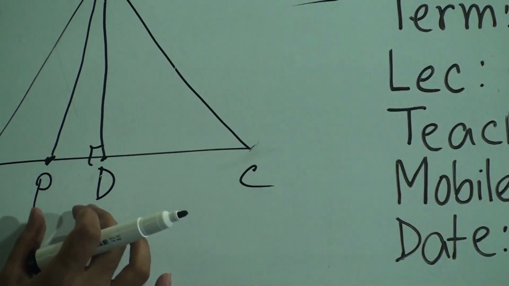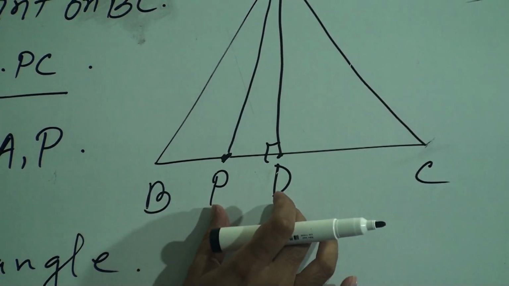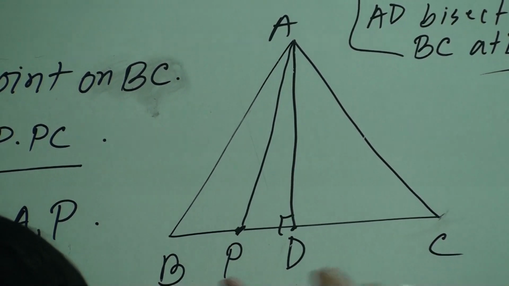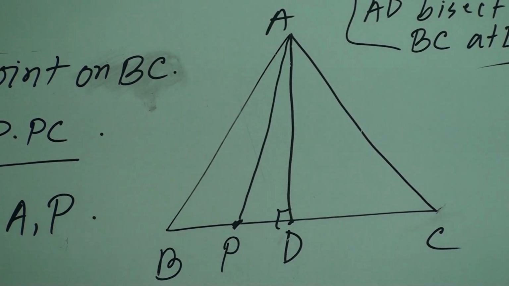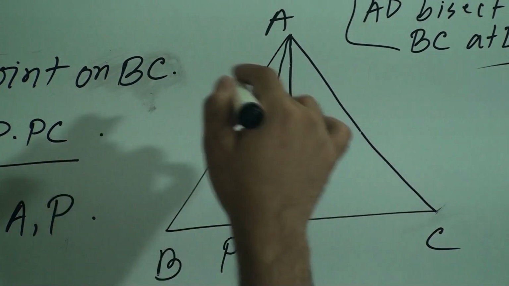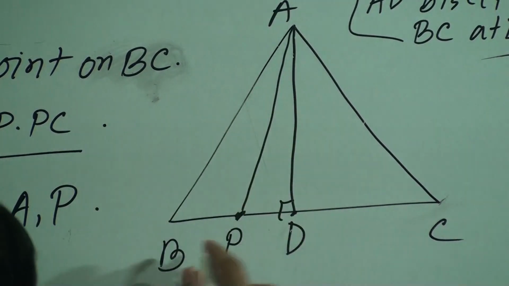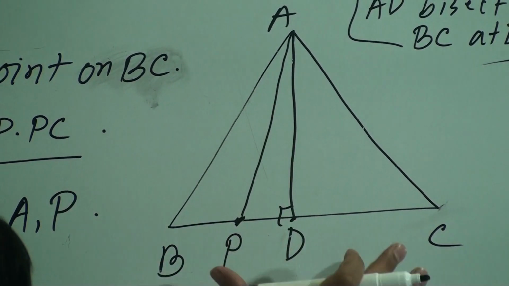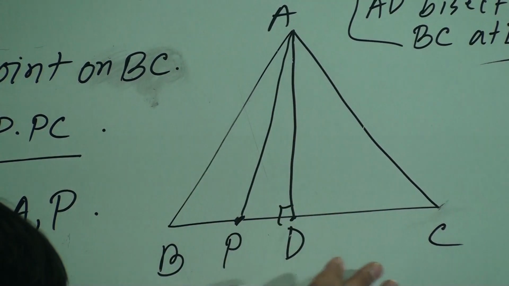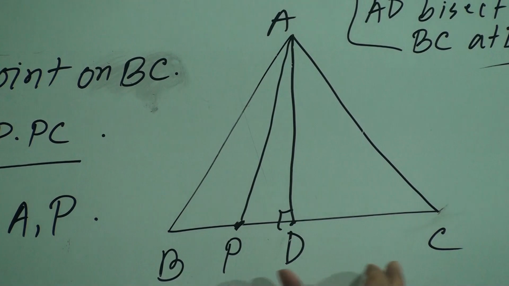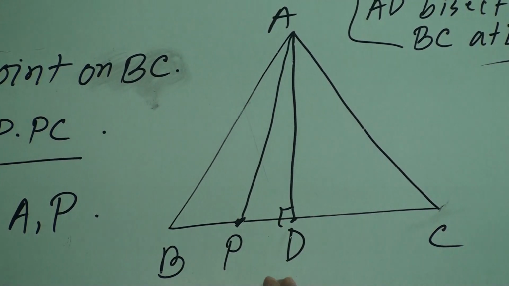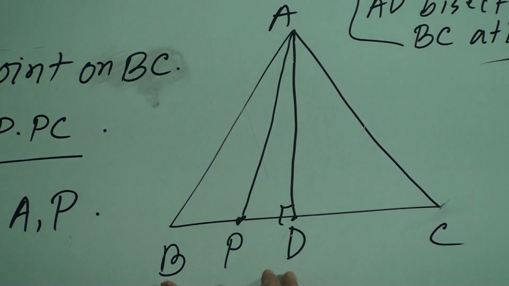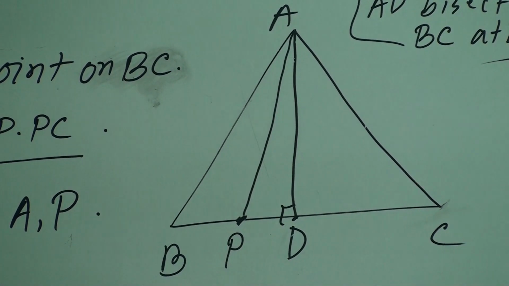To get PC, we need PD and CD, but we have BD and PD. So we have to convert BD into CD. How can we convert? Dear students, at first I have written that ABC is an isosceles triangle and AD is perpendicular to BC. So AD bisects BC at D. It means BD and CD are equal. So using this information, we can replace BD by CD.